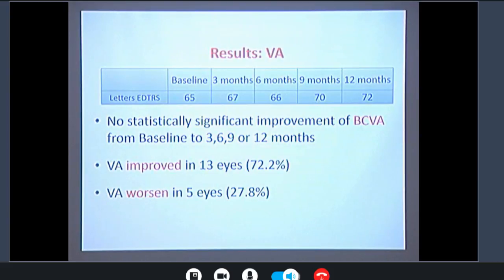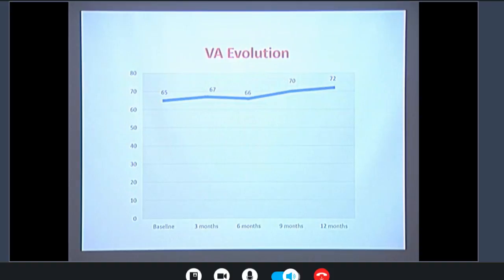Looking at the visual acuity of this group, we injected the patients, starting at a baseline of 65 letters, and after 12 months, 72 letters. There was no statistically significant improvement in visual acuity during the whole study. It means the patients see more or less the same. Vision improved in 13 eyes, but also worsened in 5 eyes. This is the evolution, quite clear, stability of the visual acuity during the whole study.